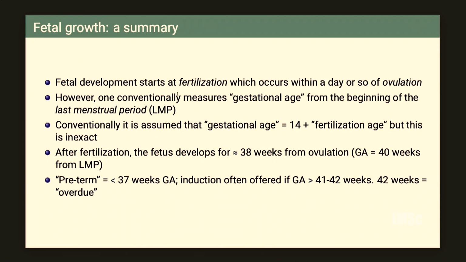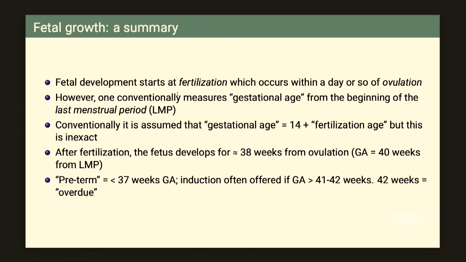Fetal development starts at fertilization, and that occurs within a day or so of ovulation, if it occurs. But we normally measure gestational age from the beginning of the last menstrual period, LMP, and actually determining the gestational age accurately is a problem in itself. Since one of Himanshu's students is here, I guess that's something the Garbini project has been working on lately. For our purposes, in this particular data set, the LMPs are well remembered, but clinically it can often be a problem. It's not a terribly reliable measure.